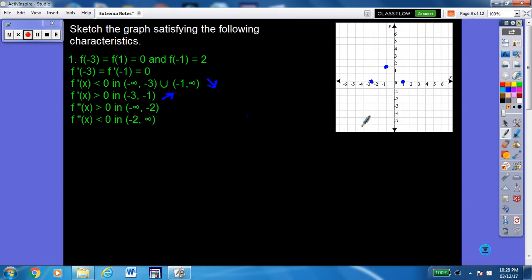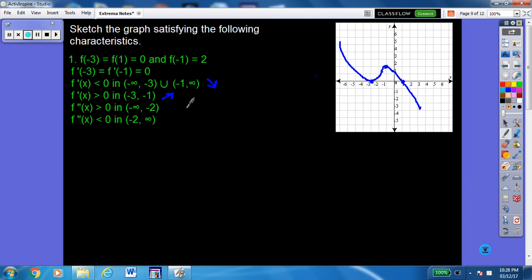So I can already tell that from -infinity to -3 I'm going to be decreasing, so it's going to be coming down, and then it's going to turn around because it has to come right back up and then down. Okay, so I can kind of tell that that's what's going to happen. So let me draw that.